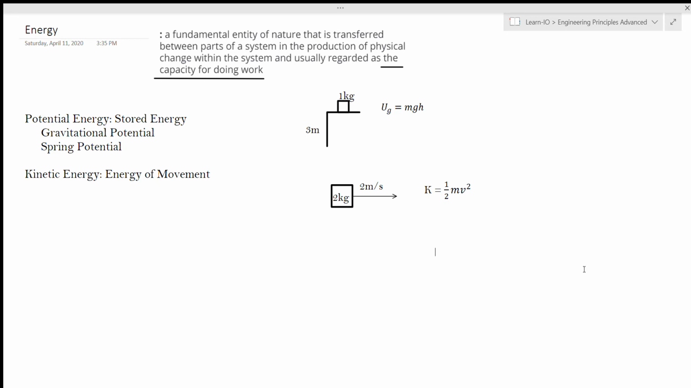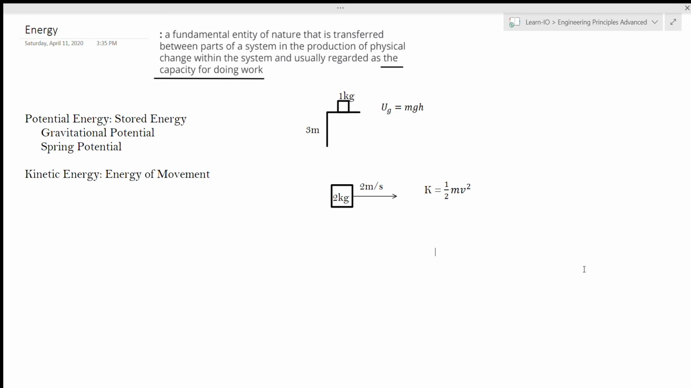So, Merriam-Webster's dictionary defines energy as a fundamental entity of nature that is transferred between parts of a system in the production of physical change within the system and usually regarded as the capacity for doing work. As you can see, I've underlined that last part, the capacity for doing work. It shows the relationship between energy and work that we talked about in the last course when we had our video on work. So work is the ability to do anything. It's the transfer of energy. But in order to be able to transfer energy, you have to have energy in the first place.